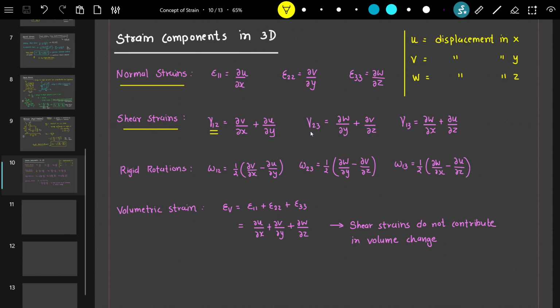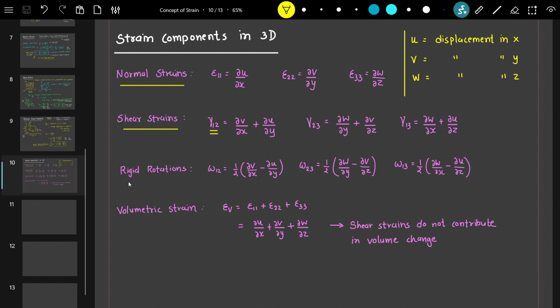Similarly, gamma 23, shear strain in 2 3 plane, or yz plane, is equal to z displacement in y axis plus y displacement in z axis. Similarly, shear strain in 1 3 plane is equal to z displacement in x axis plus x displacement in z axis.